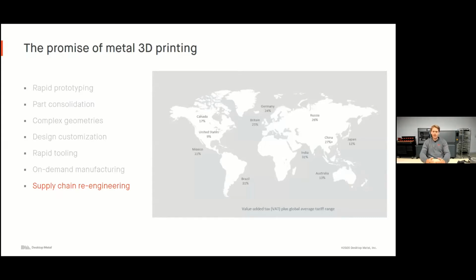But, as we're seeing more and more of these printers being deployed around the world and the part cost is staying the same no matter where these printers are deployed, we're seeing this kind of re-engineering of the supply chain where people are starting to send digital files rather than end-use goods.